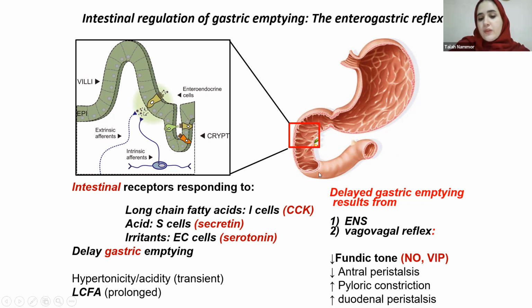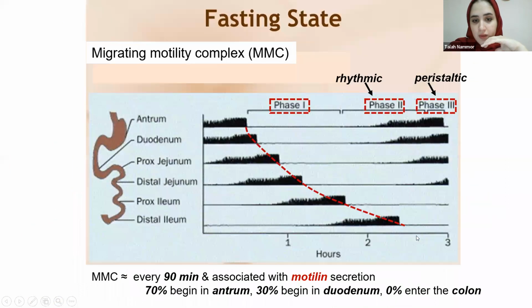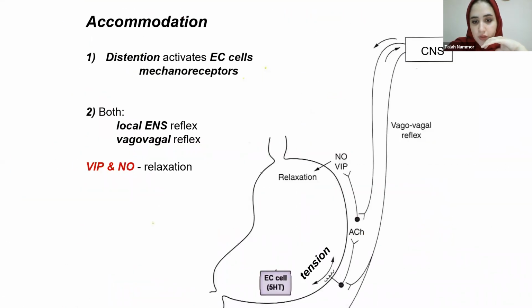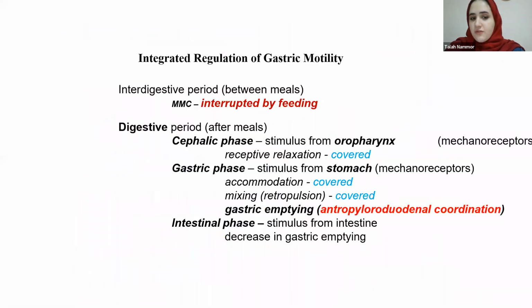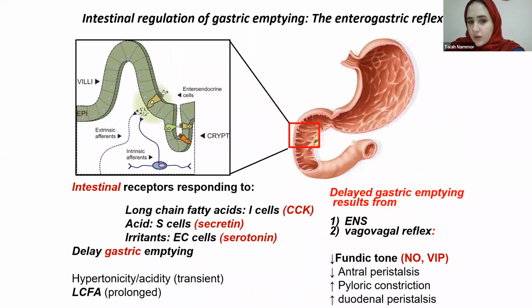So think of it as CCK and secretin. What will they do? They will cause the release of nitric oxide and VIP by the enteric nervous system and the vagal reflex, just like in here. Guys, like here, you see, remember this pathway, the same pathway literally happens in here. But it's initiated from the duodenum. So nitric oxide and VIP are released, so the fundic tone decreases.